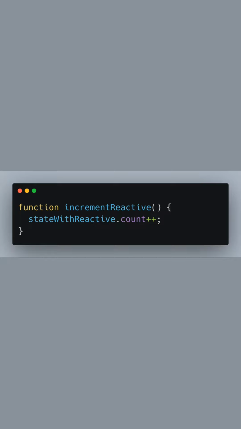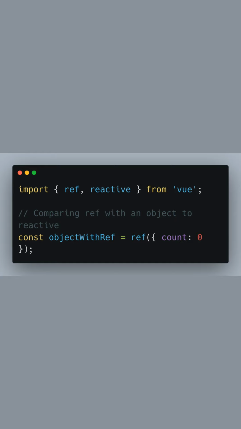But wait, can we use ref with objects? Absolutely. Here's an object wrapped in a ref. It makes the object reactive, just like the reactive function does. However, there is a key difference in how you interact with it, as we'll see shortly.